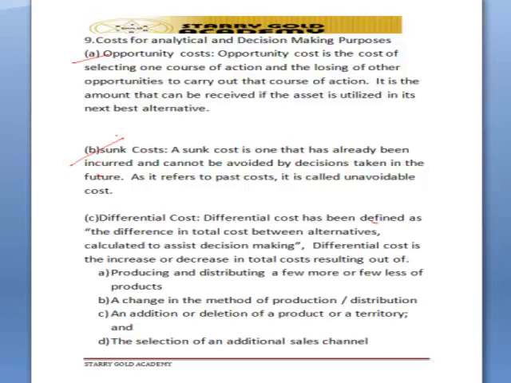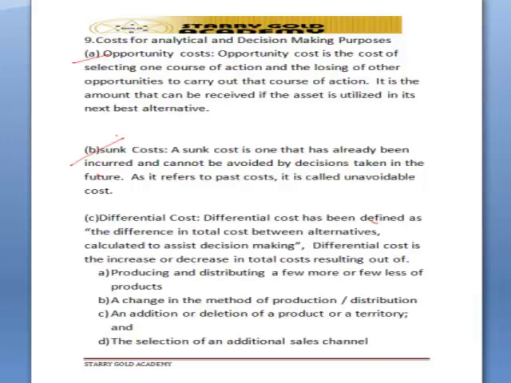CIMA defines it as the past costs not taken into account in decision making. That's what CIMA defined sunk cost as: past cost not taken into account in decision making.